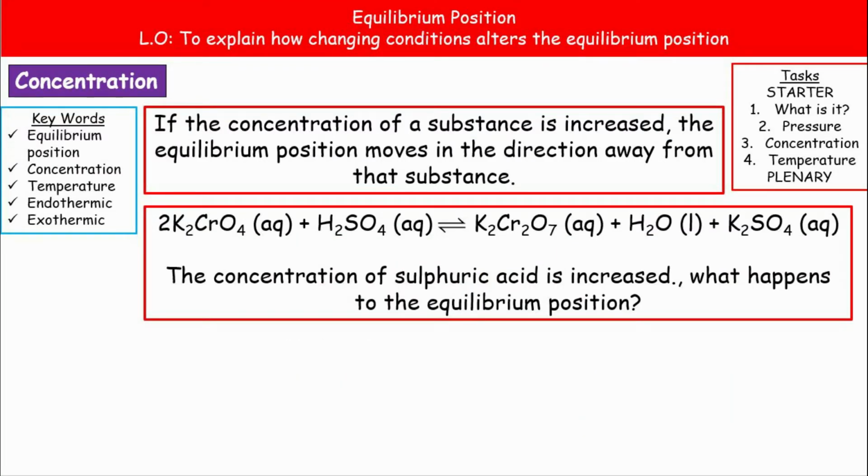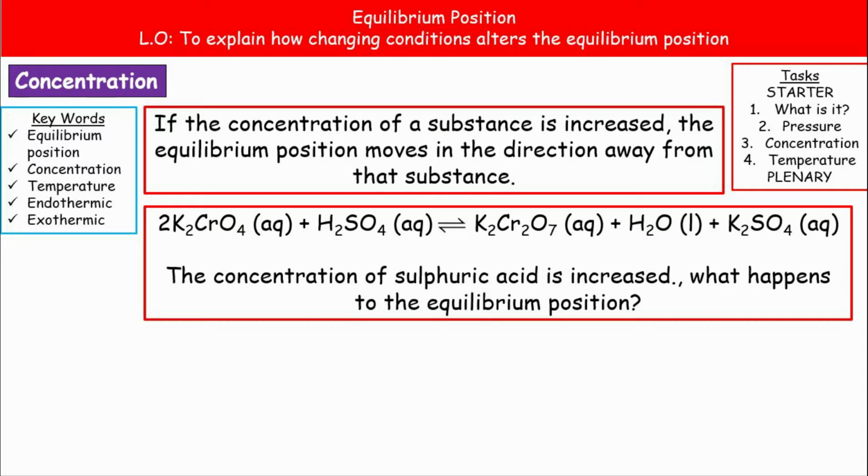The second type of condition we could alter is the concentration. And again, that top box is the important one. It's our rule for concentration. So make sure that stands out like we did with the pressure. If the concentration of a substance is increased, then the equilibrium position moves in a direction away from that substance.